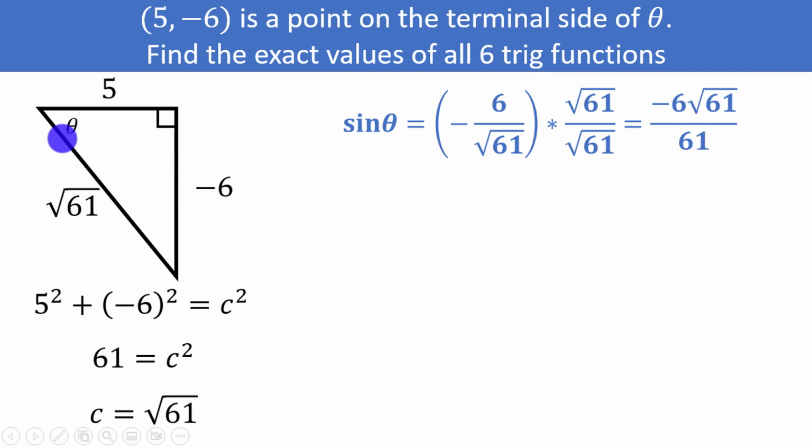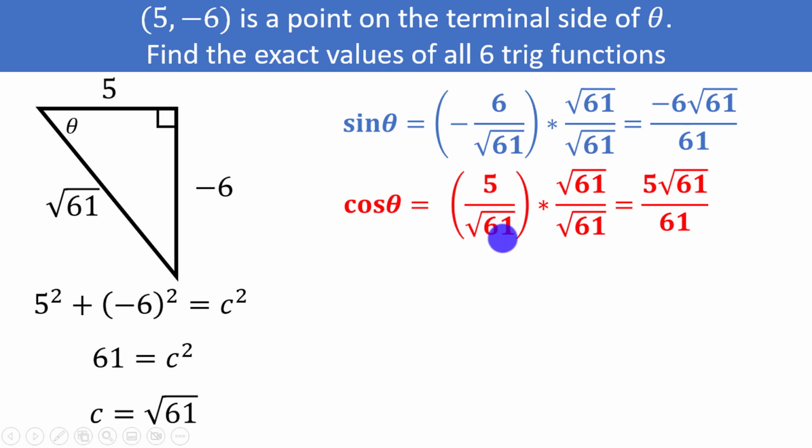Cosine of theta is adjacent over hypotenuse, or 5 over the square root of 61. Once again, we will have to rationalize that denominator, so we will have to multiply by the square root of 61 over itself. We will be left with 5 times the square root of 61 over 61.